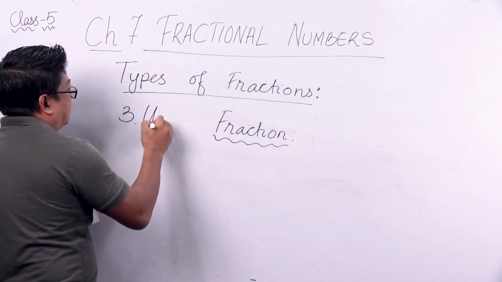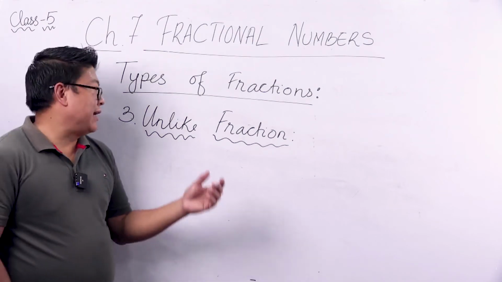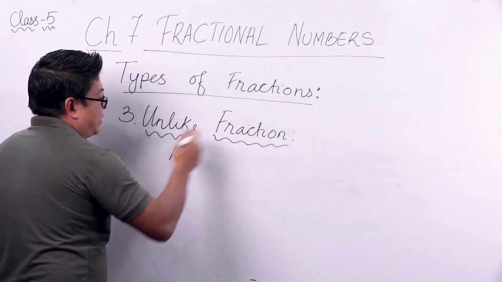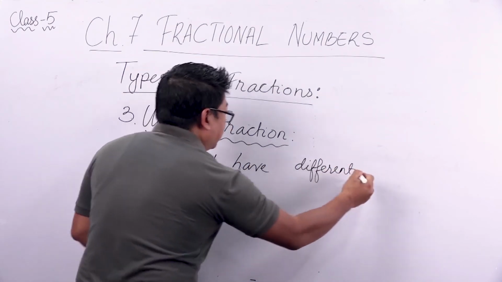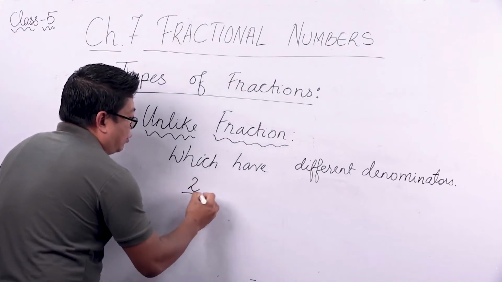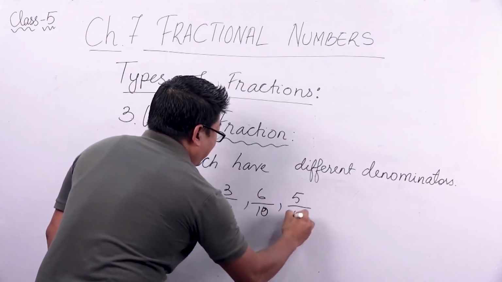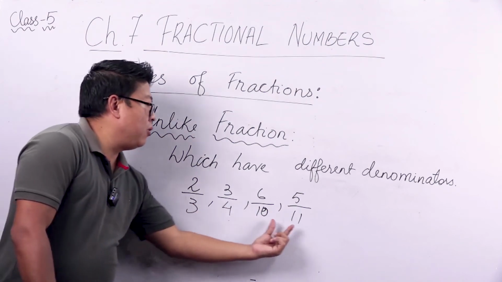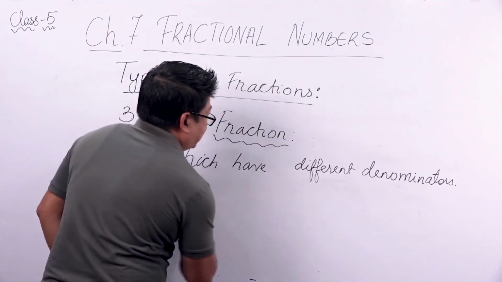The next fraction is the opposite of like fractions. That means unlike fractions. That means they are different. They totally differ. These unlike fractions are those fractions which have different denominators. That means I can write 2 by 3, 3 by 4, 6 by 10, 5 by 11, right? So all these fractions are called unlike fractions because their denominators are all different. Here we have 3, here we have 4, here we have 10, here we have 11. All right, children? So this is another part.